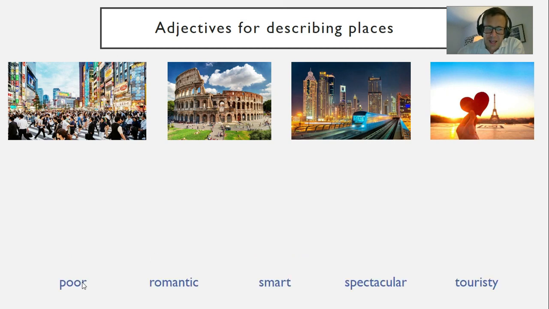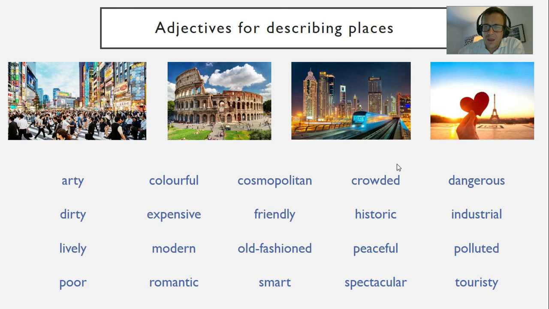And then we had poor, romantic, smart, spectacular, and touristy. And this, although one of the most romantic places on earth, you could say is Paris. So make sure you know these words, how to pronounce them, how to spell them, and what they all mean. This was in the book.